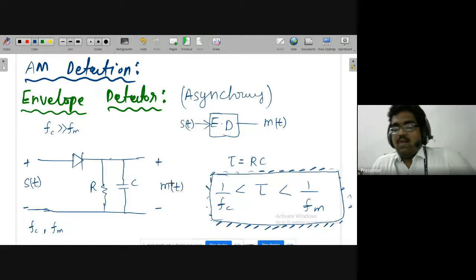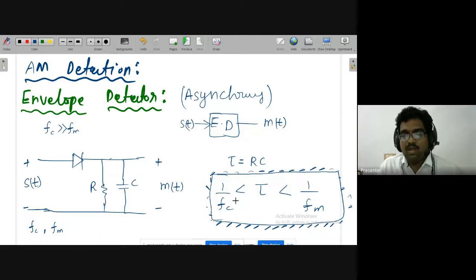If we give these to the circuit in simulation software, we can analyze them. Practically, and theoretically also, we can analyze, but that itself will take 1 hour. Why does it have to be greater than 1 by fc and less than 1 by fm? This is the envelope detector, an asynchronous technique. There is a condition on how to choose the R and C values in the circuit. That is this condition. With common sense you can remember this formula. No need for confusion.